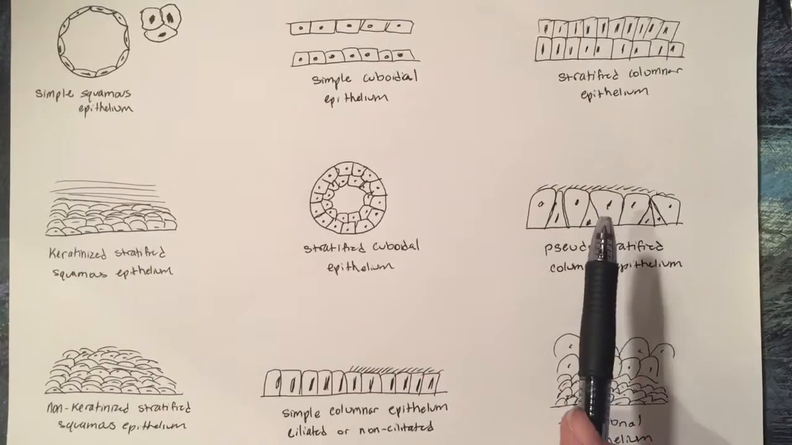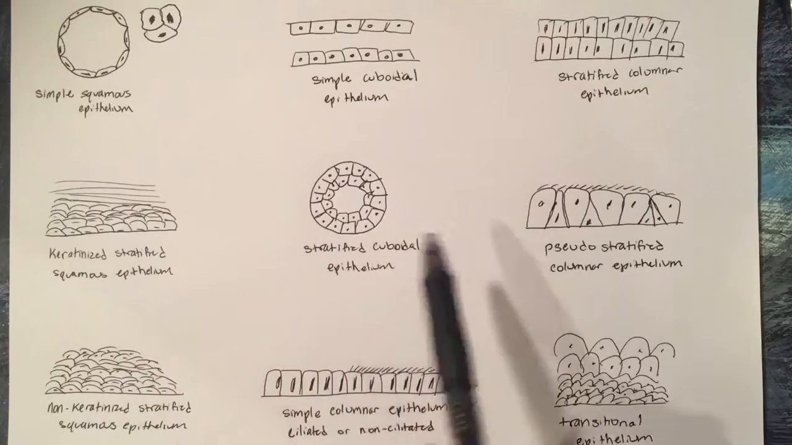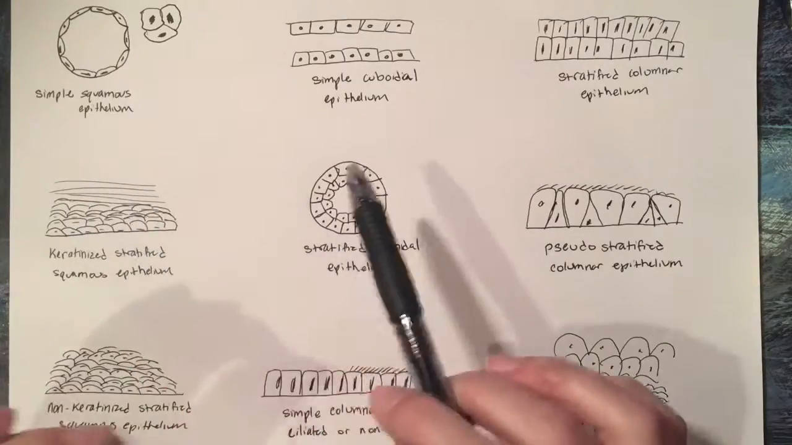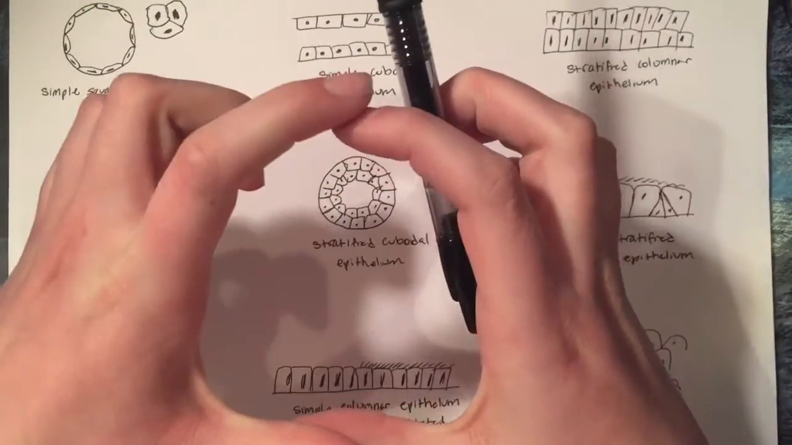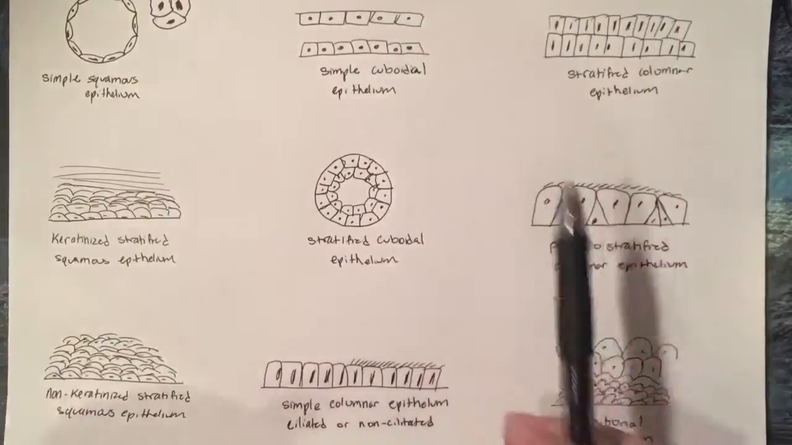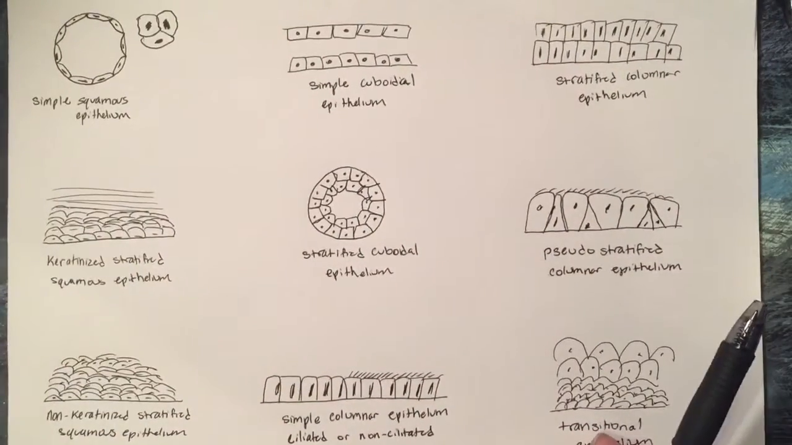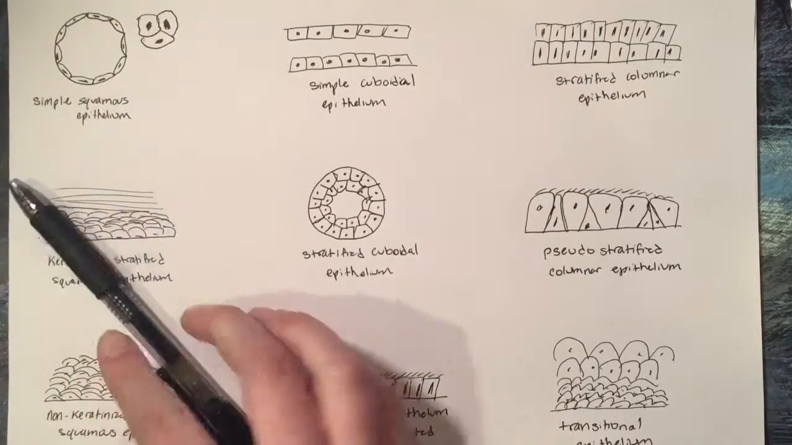So you have your simple squamous. So simple means 1 layer, so you're going to have a squamous, which is a flat cell, cuboidal, which is going to look like a cuboid, like a square, and then columnar, which is going to look like a column, kind of a rectangle.